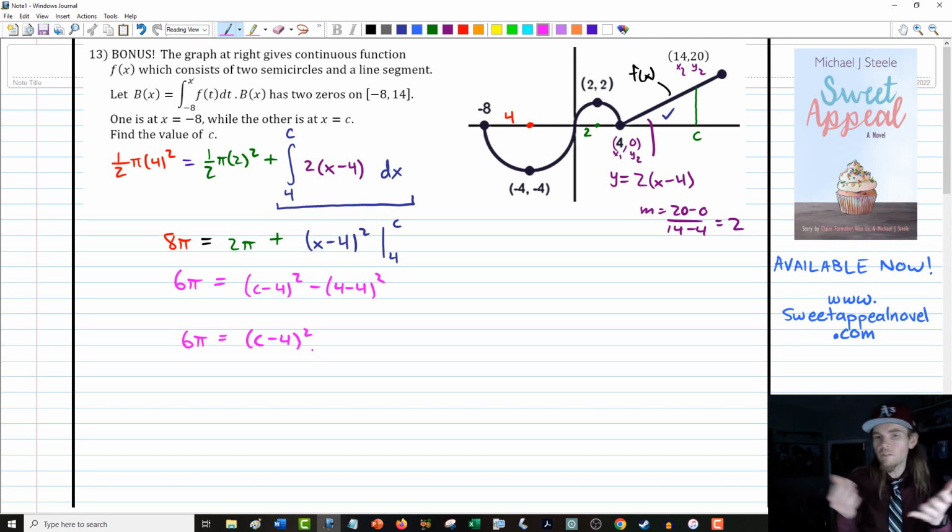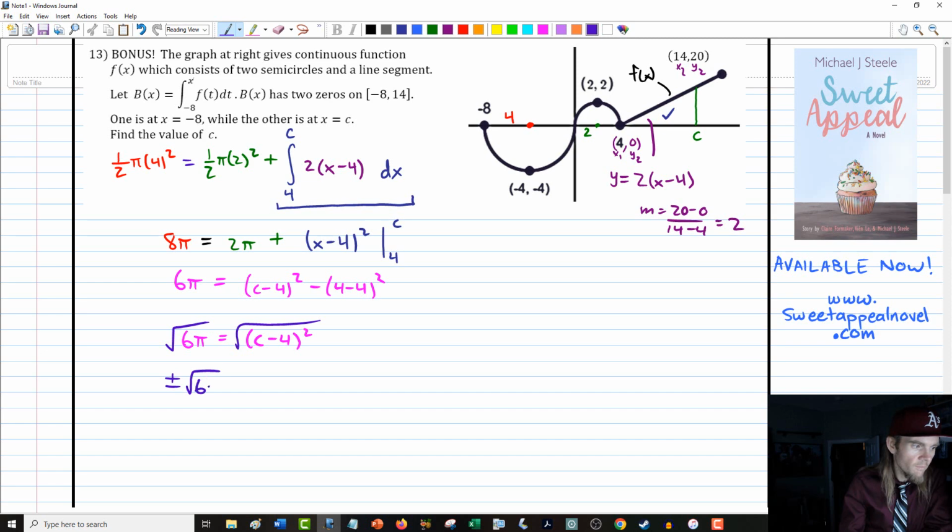And again, c is going to be our 0. It's the value that makes the two areas cancel out, or makes the magnitudes of the two areas the same, which is the same thing as undoing one another or zeroing each other out. So from here, I want to solve this equation. Let's go right at it. I'm going to square root both sides. Of course, when we square root that, we get an absolute value, but I'm going to play it simple. We'll get plus or minus the square root of 6 pi equals c minus 4.